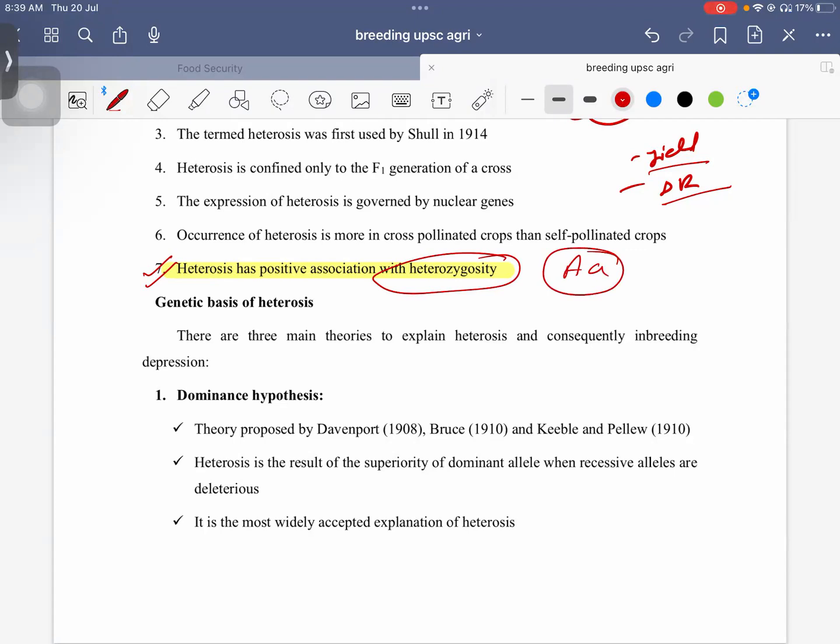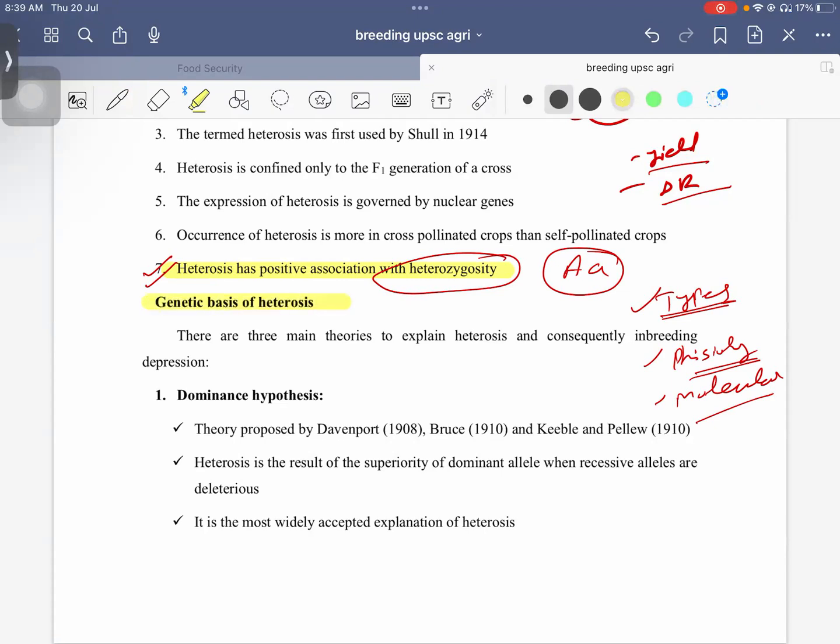So in UPSC, what we usually find is questions like what are the types, then what are the physiological basis and molecular basis of heterosis. These are the major things we study, or they are asked in civil services. So first we will see the genetic basis. What is the genetic basis? That is like the dominance hypothesis. This was given by Davenport, Bruce, Keeble, and Pellew.